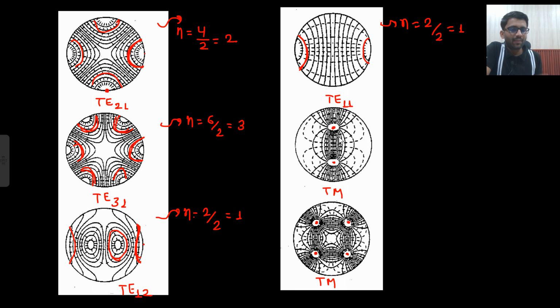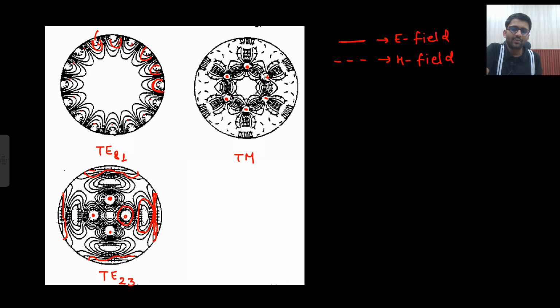Okay, so in TM mode, you will see that field lines are getting out from here. So these two dots are there. Here there are 4 dots. So how many dots are there? 2 dots are there, right? So the value of n will be 2 dots divided by 2. The value of n will be 1. How many dots are there? 4 dots are there. So 4 by 2, the value of n will be 2. How many dots are there here? Dots are 1, 2, 3, 4, 5, 6.